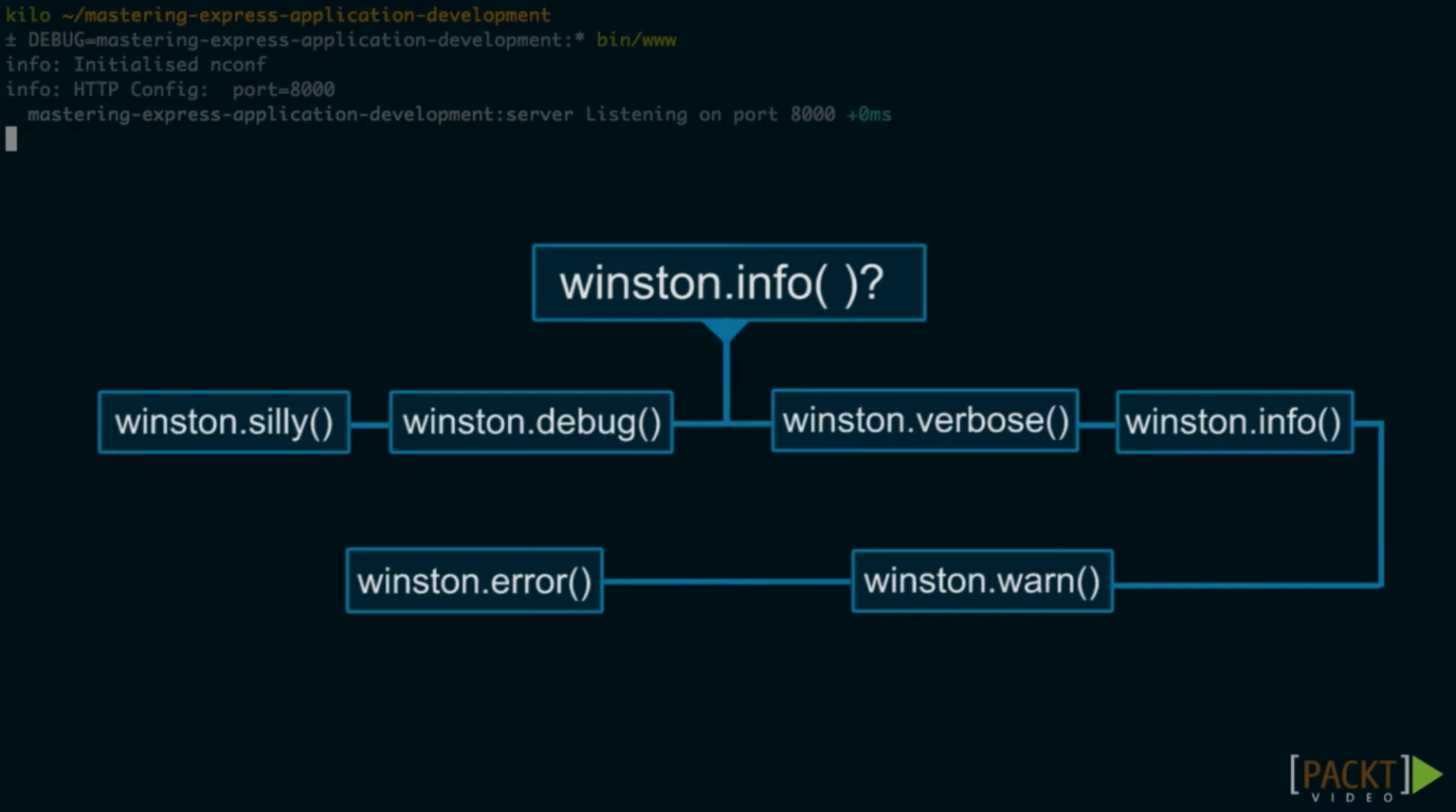When you start your application, you can tell Winston which levels you want to log, meaning that you can go crazy with debug logs in development, but only show warnings and errors in production. That way, you won't end up with log files that are hundreds of megabytes and even gigabytes big.